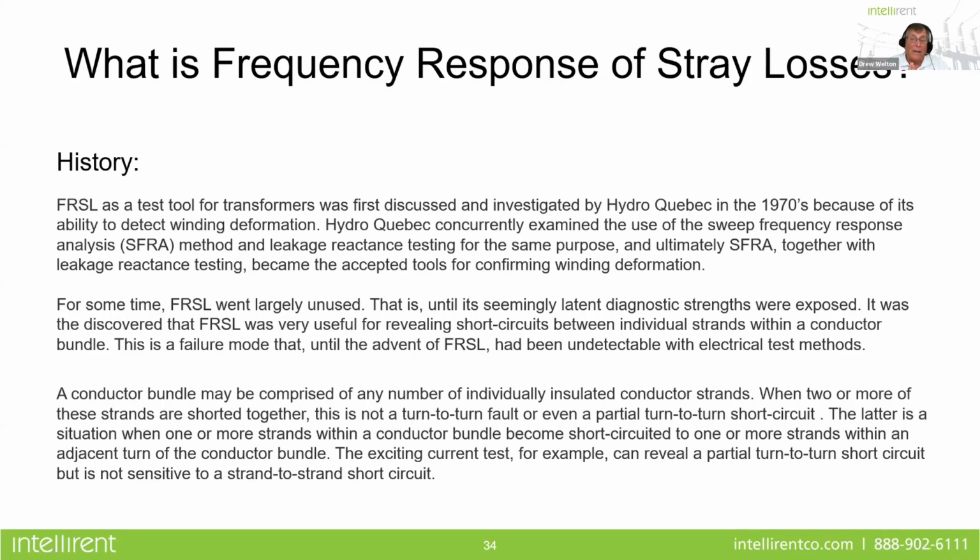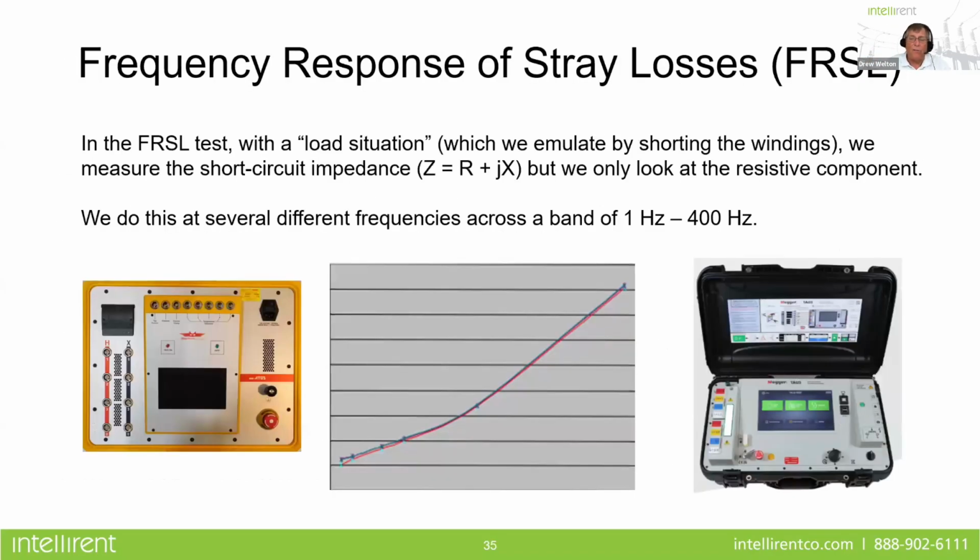But what they did find out, and this was years later, is that if you have a conductor bundle that's compromised in any number of the individual insulated conductor strands, it would cause that measurement to increase in terms of the impedance. Now, how does this work? Well, we basically run this test at the exact same time or just following the leakage reactance test.